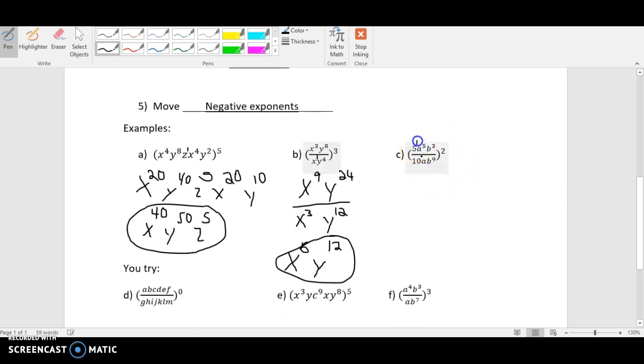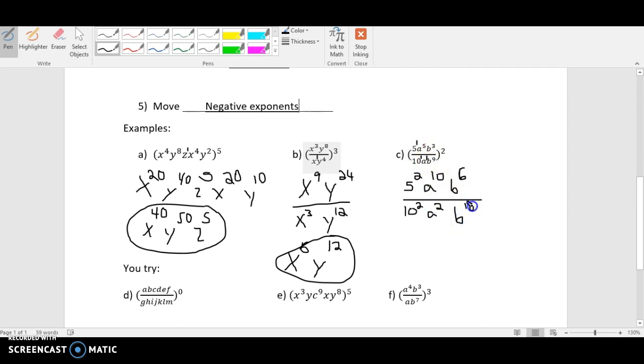I know that these numbers secretly have exponents of 1. So if I do that, I'm going to get 5 to the 2nd. A to the 5th times 2 becomes A to the 10th. B to the 3rd times 2 is going to become B to the 6th. 10 to the 1 times 2 is going to become 10 to the 2nd. A, I know, has a secret 1 hiding there. It's going to become A to the 2nd. And then 9 times 2 is going to give me B to the 18th.